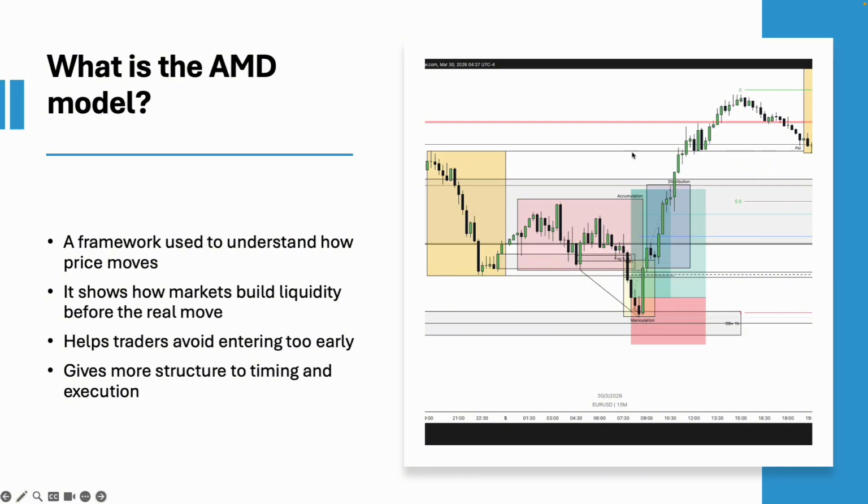But we first get a manipulation up. After that, we distribute down to a liquidity magnet or another major liquidity point.